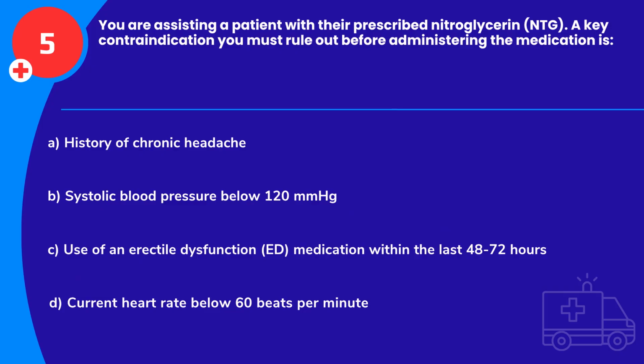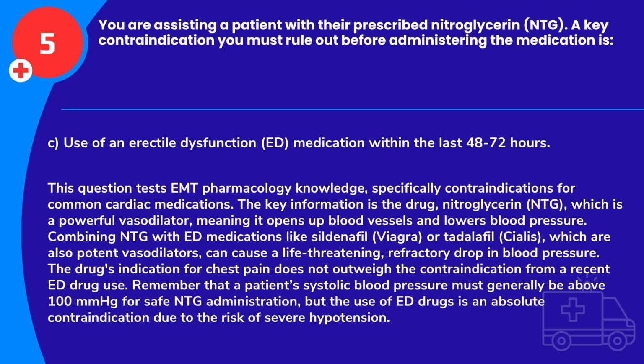Question 5. You are assisting a patient with their prescribed nitroglycerin. A key contraindication you must rule out before administering the medication is A. history of chronic headache, B. systolic blood pressure below 120 millimeters of mercury, C. use of an erectile dysfunction medication within the last 48 to 72 hours, D. current heart rate below 60 beats per minute. Answer: C. Use of an erectile dysfunction medication within the last 48 to 72 hours.